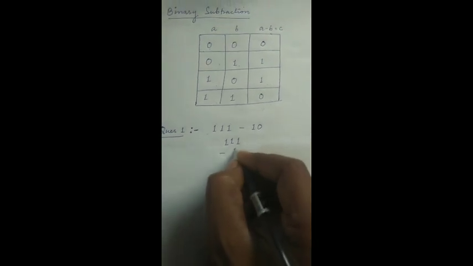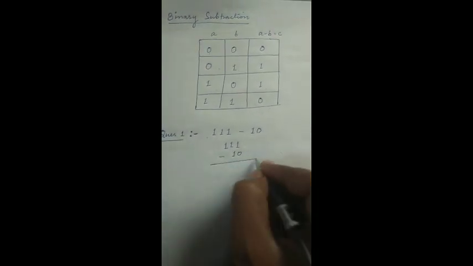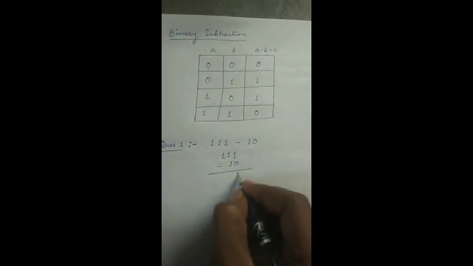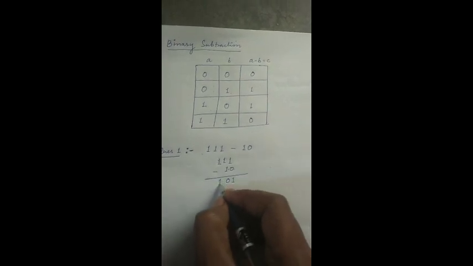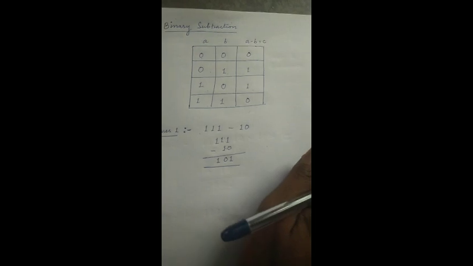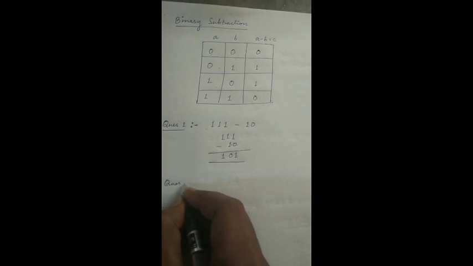So I have taken one question as 111 minus 10. As you know, we can only subtract two numbers at a time, so we cannot subtract three numbers together or four numbers together. We have to make a group of two and then only we can subtract. So here I am doing the subtraction according to the table. So 1 minus 0 will be 1, 1 minus 1 will be 0, and 1 is as it is.